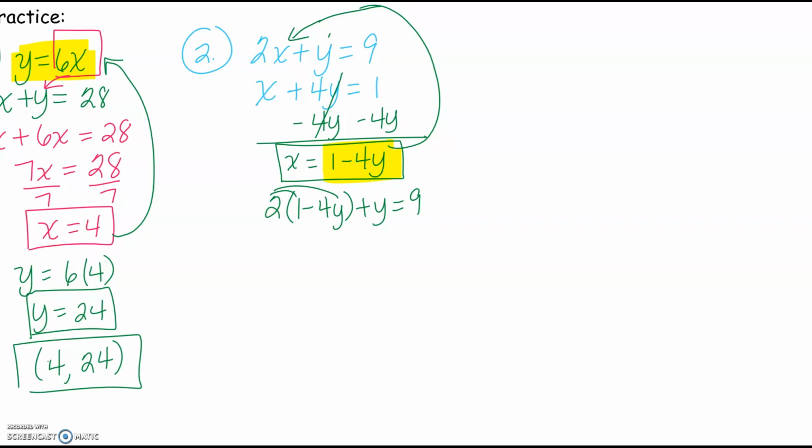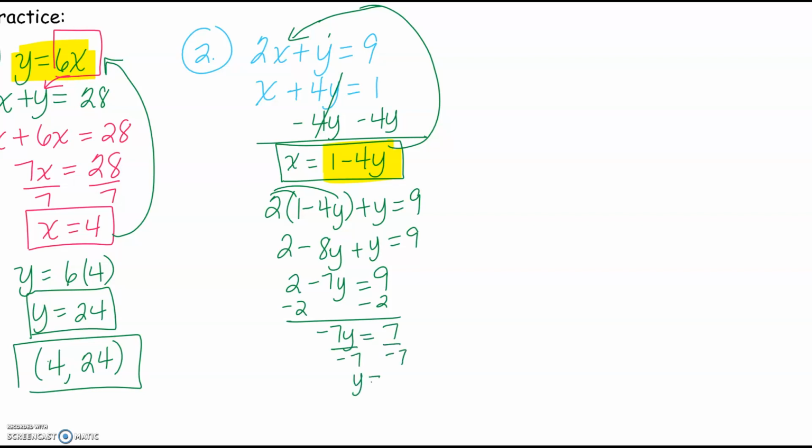I'm going to solve by distributing that 2. So 2 times 1 is 2. 2 times negative 4y is negative 8y plus y equals 9. Now I'm going to combine like terms. Negative 8y plus y is negative 7y, plus 2 equals 9. Now I'm going to go ahead and subtract 2 so I can get y by itself, and I get negative 7y equals 7. I'm going to divide by negative 7 and get y equals negative 1.